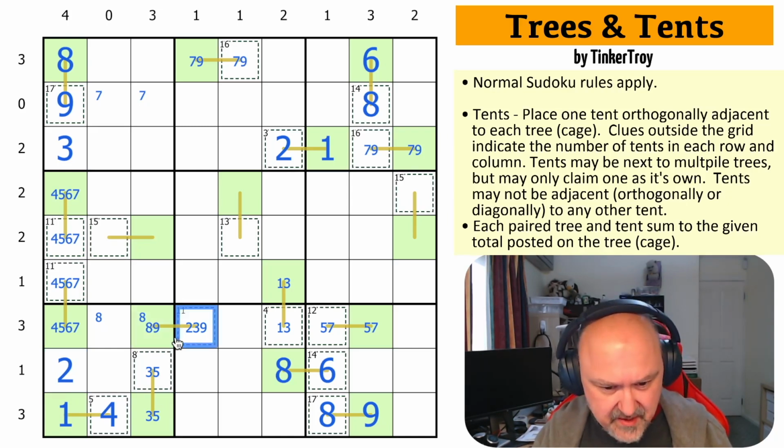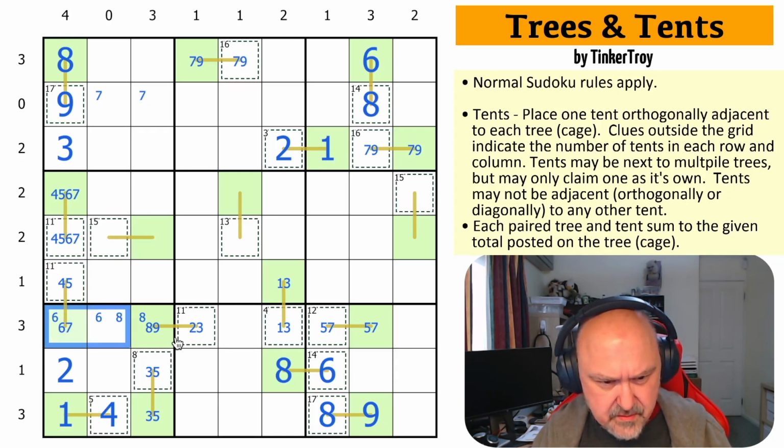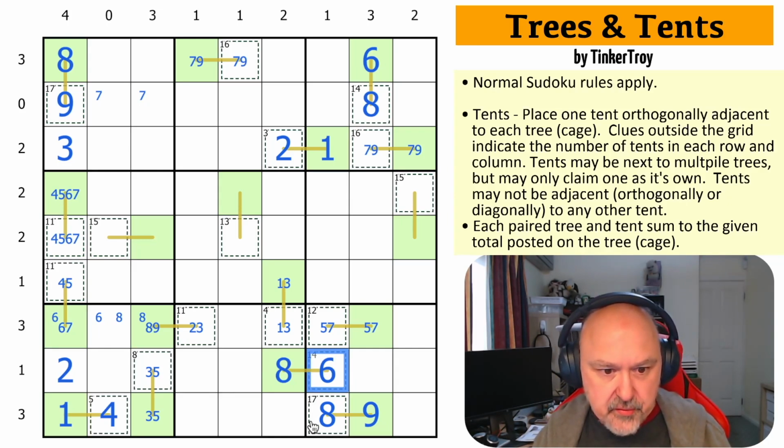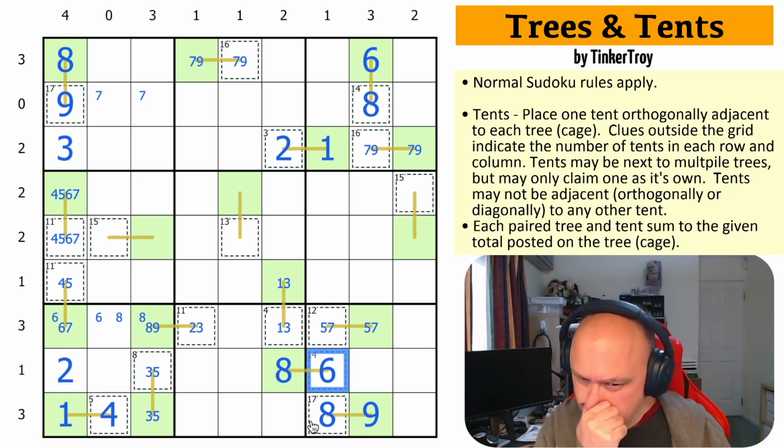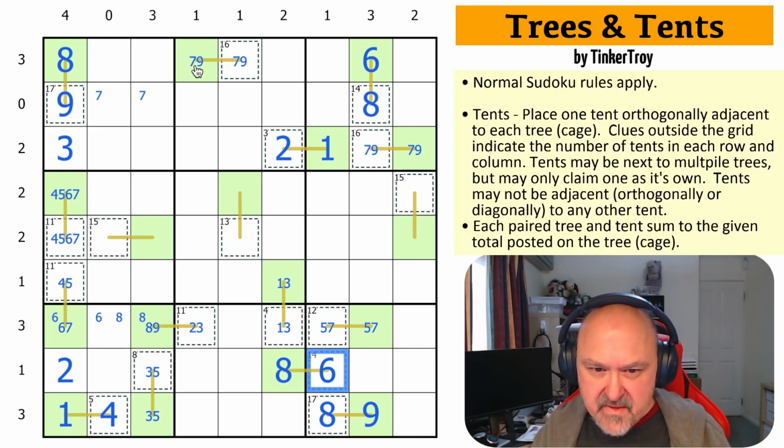That means there's no 2 there. So there's no 9 there. There's no 5 there, so there's no 6 there. There's no 4 there, so there's no 7 there. 6 is in one of those two because of that 6. I'm probably solving this incredibly inefficiently, but that's kind of what I do. There's an 8 in one of those two.